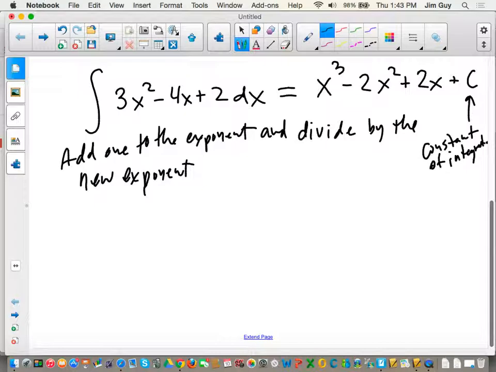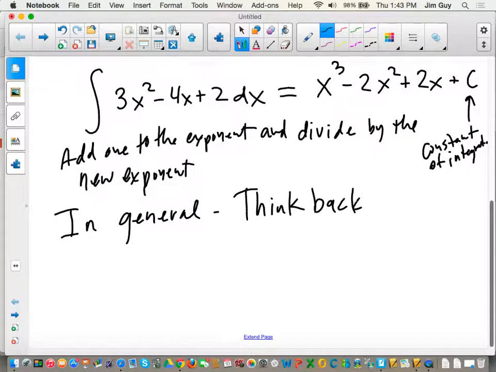In general, just remember, it's not all power rules, but in general, think backwards. A little tricky at first. Takes a while to get used to it. Somebody says, "Oh, I'm getting a lot better after doing a few of them," because you're so used to thinking forwards, doing derivatives. Now you got to think backwards. Okay, so think backwards from the derivative.